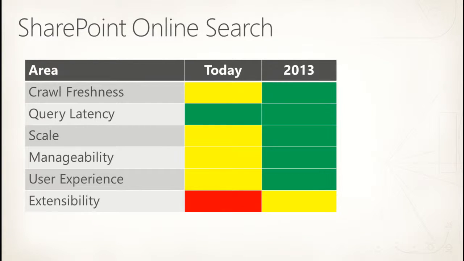From a manageability perspective, you can do more in terms of managing the system. You can control things such as managed properties and result sources in SharePoint Online with the 2013 version than you can today. And that's possible because we've tried to work as hard as we can to take some of the search management activities that exist in 2010 only at the service level and push those down as much as we can to the tenant level or even to the site collection or the site level. So we give you a lot more flexibility about what you can manage and where you can manage it.